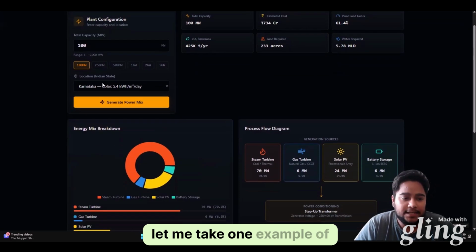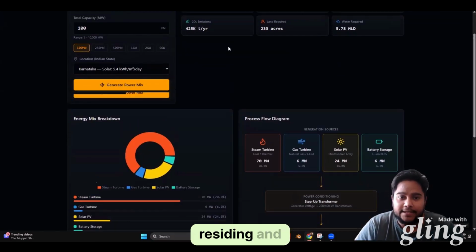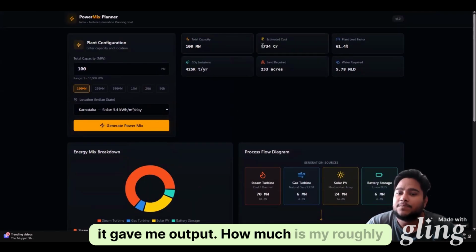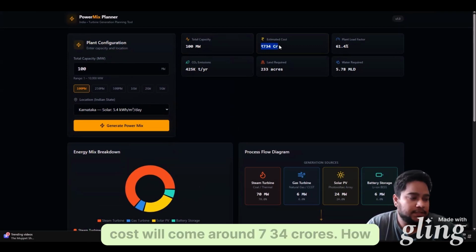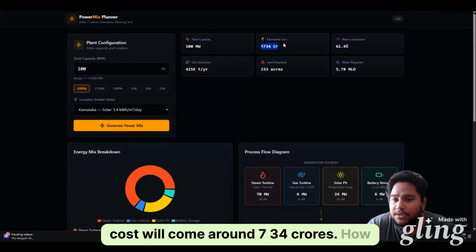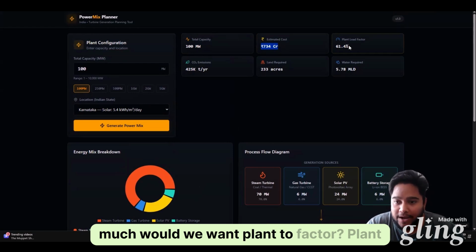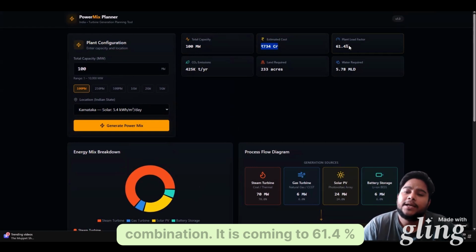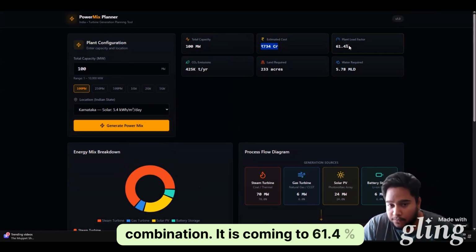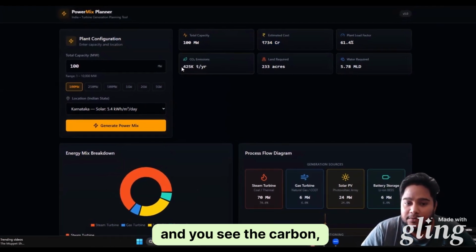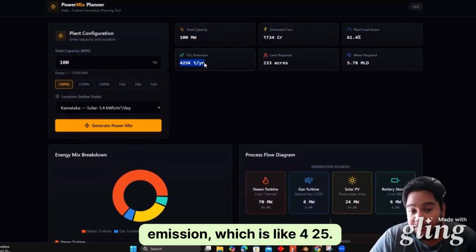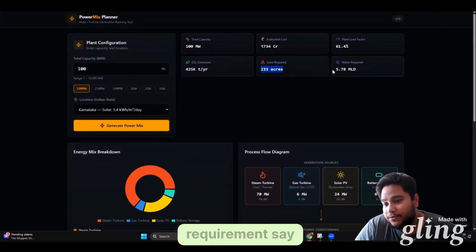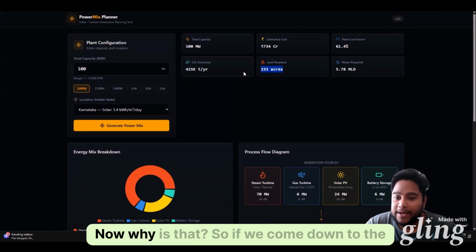So let me take one example, Bangalore, where I'm residing. It gave me the output. How much is my roughly cost? It will come around 734 crores. How much would be my plant load factor? Plant load factor is mainly the gas turbine and steam turbine combination. It is coming to 61.4%. And you see the carbon emission, which is 425, and the land requirement. Now, why is that?